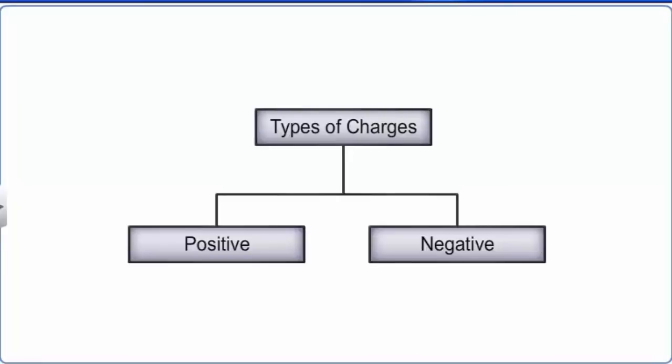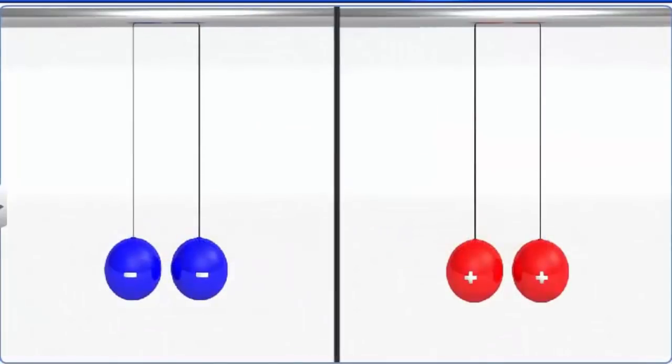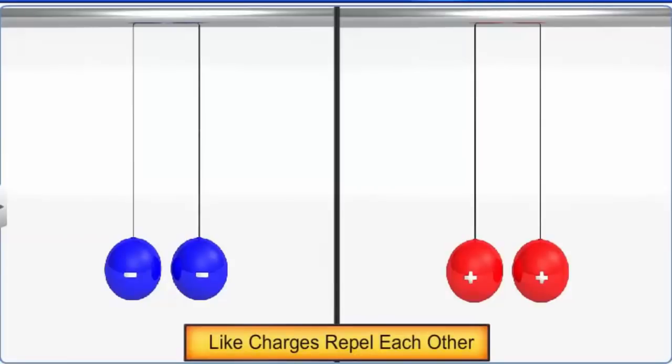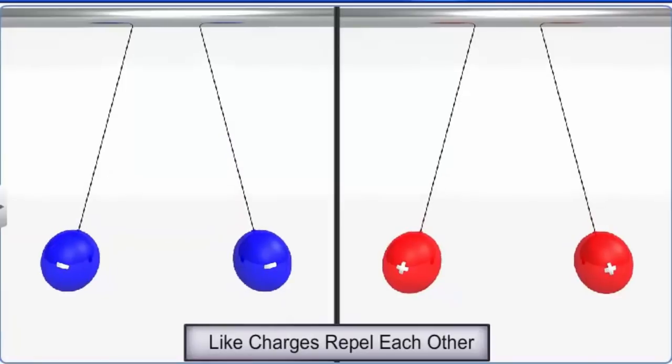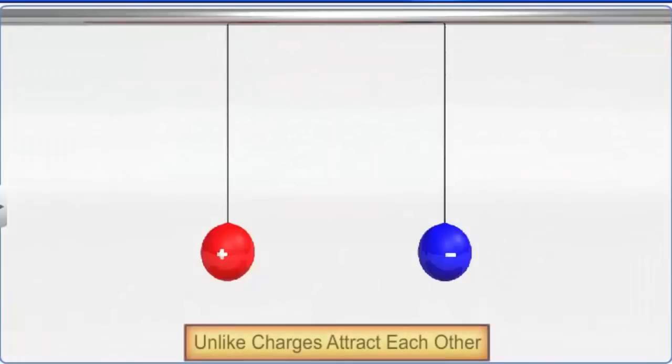From these observations, we see that there exists only two types of electric charges in nature. Conventionally, they are called positive and negative. It is also observed that like-charged bodies repel each other. For example, two pith balls, both carrying like charges, repel each other. Unlike charged bodies attract each other. For example, a pith ball carrying a positive charge will attract a negatively charged pith ball.